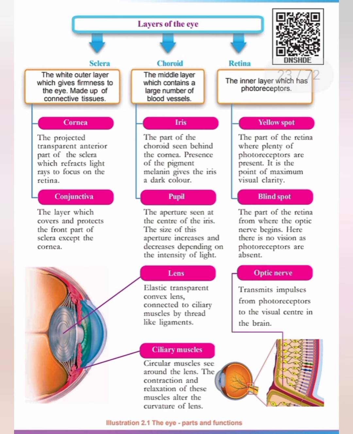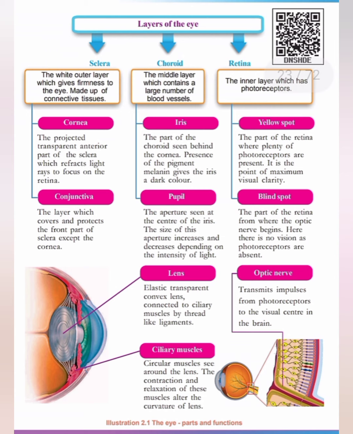Sclera is the white outer layer which gives firmness to the eye. It is made up of connective tissues. Once more, the sclera is the white outer layer which gives firmness to the eye and it is made up of connective tissues. You can see the white portion of our eye, it is named sclera.